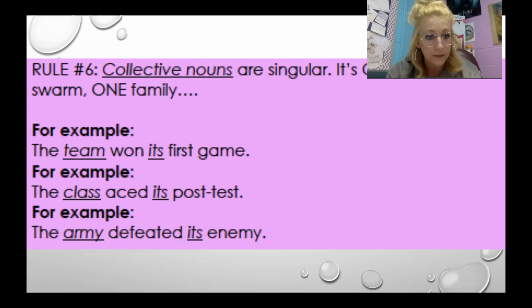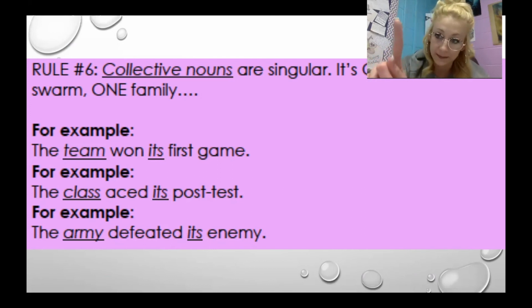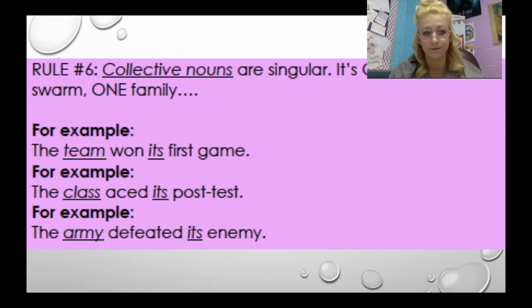Here's an example. The team won, not there, it's one team. The team won its first game. A team doesn't have a gender. It's a thing, it's an it. So we're gonna use its game. Similarly, the class aced its post-test. Not there, there's one class. So again, a class doesn't have a gender, so it's an it. The class is an it, so we're using its post-test.